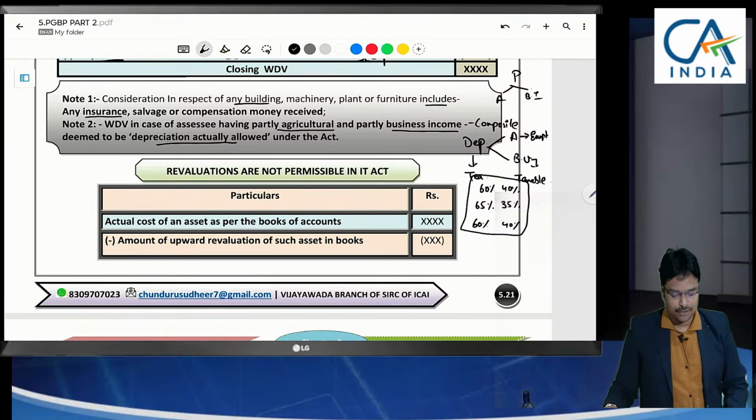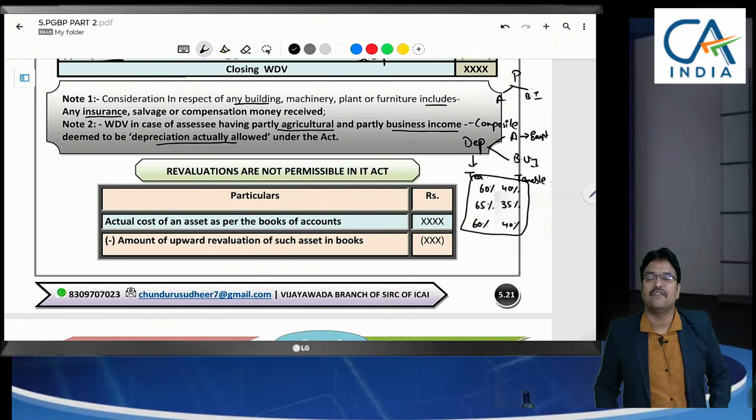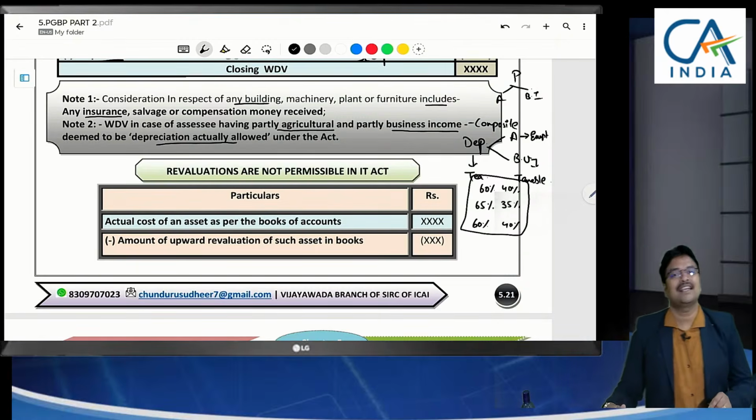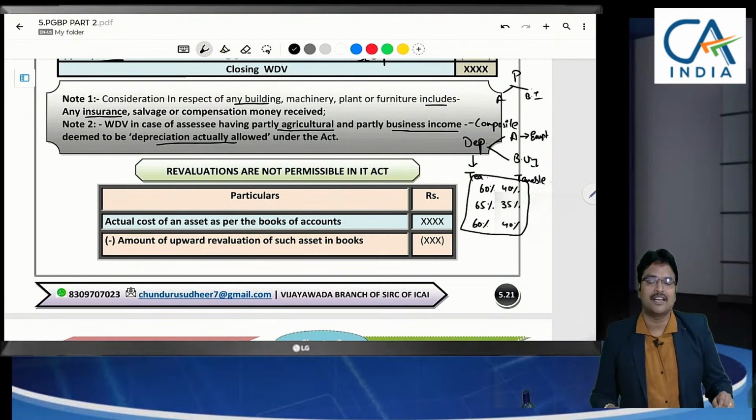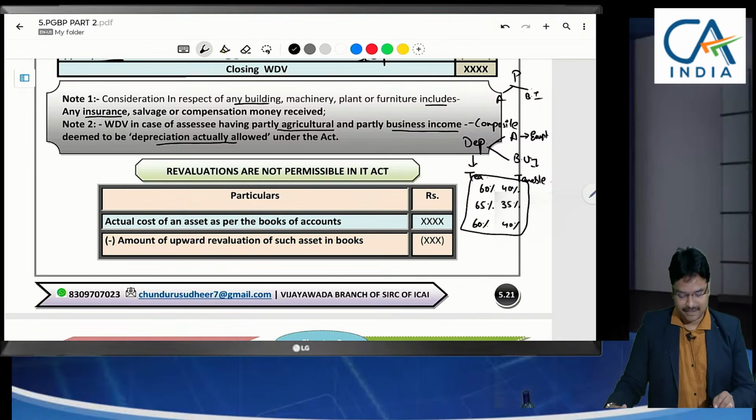When the asset is used partly for agriculture and partly for business, we need not worry, we need not separate. You compute the depreciation as per the normal concept only, because when there is a composite income of exempt and business income, we have rules for separating the profit. There, depreciation also automatically gets separated.